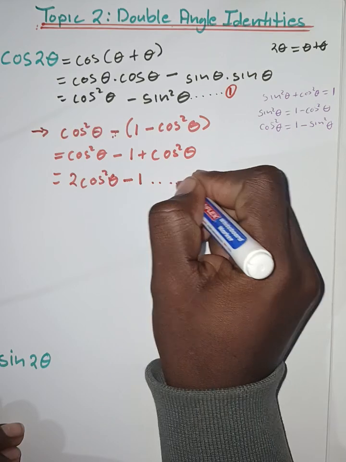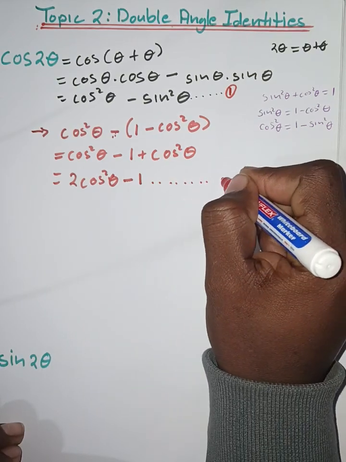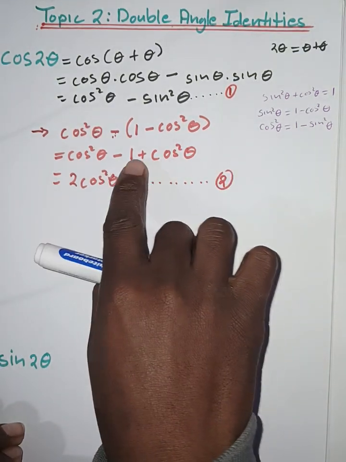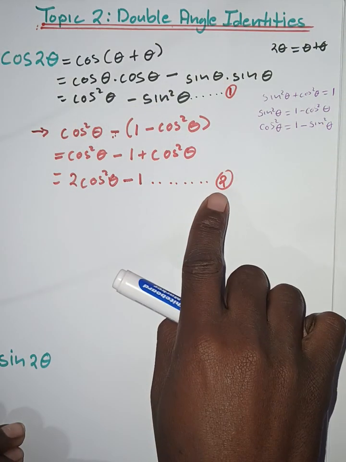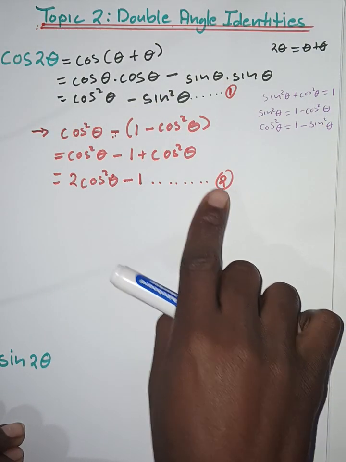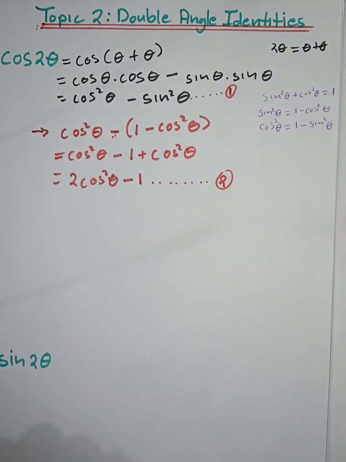So this would be the second version, when I replaced that sine squared with 1 minus cos. So this is the second version that you get within the cos double angle identity.